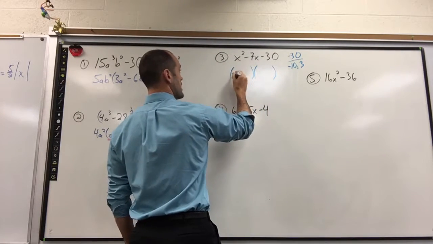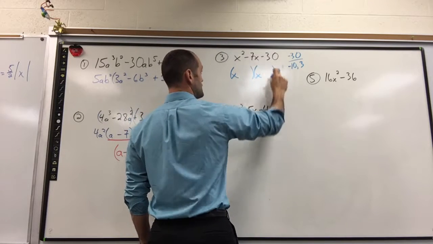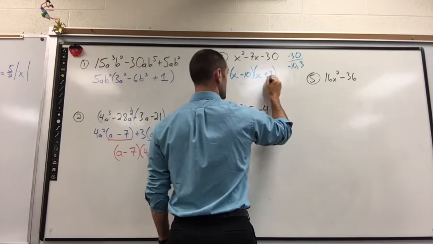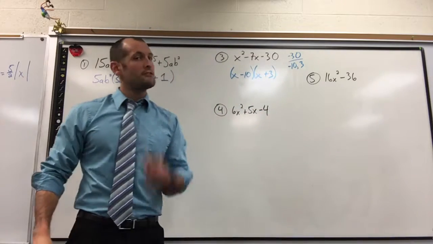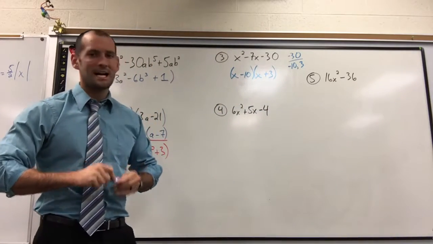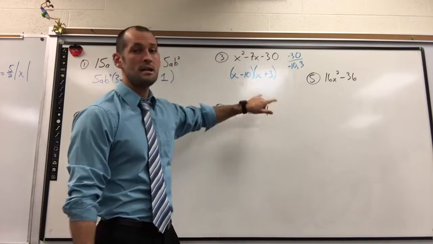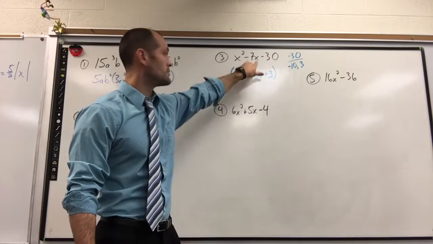Factors of x squared are x, and the factors of negative 30 that I want are negative 10 and positive 3. Done. If you're ever not sure whether you did it correctly, keep in mind these are factors of that. Meaning, if we multiply this together, we should get right back there.